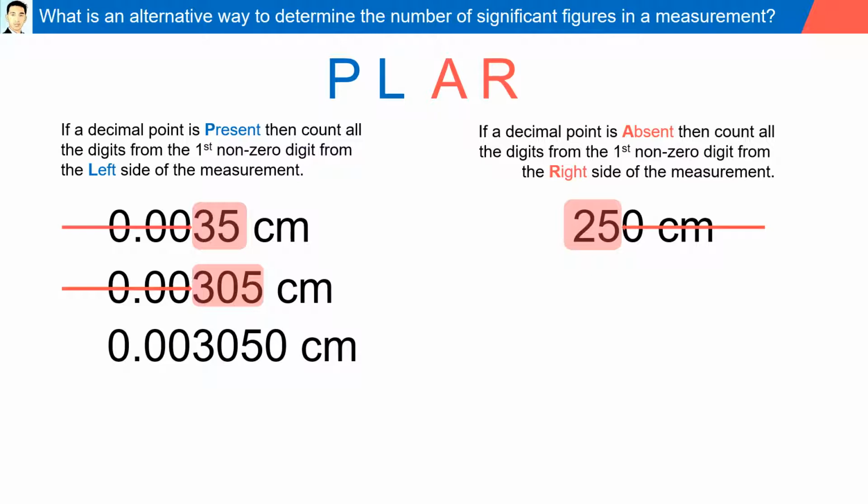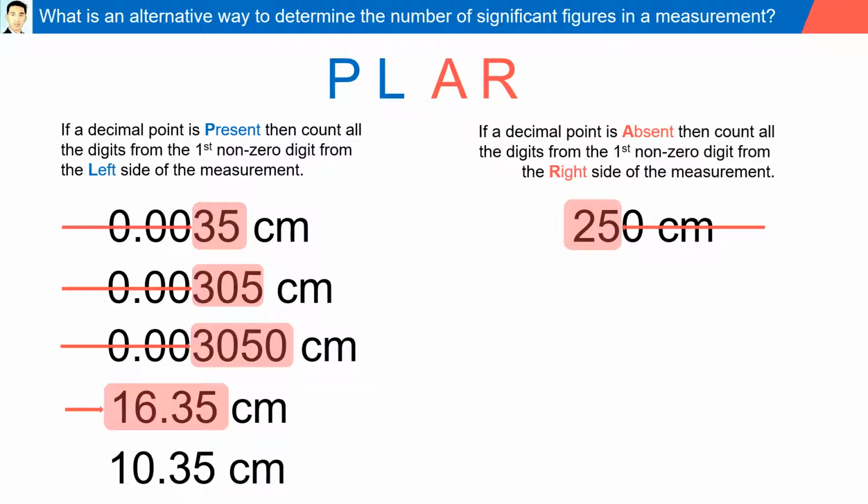Here we have 0.003050. There's a decimal point present, so we come from the left side. After the first non-zero digit, everything is significant. There are 4 significant figures. Here we have 16.35. Coming from the left side, the first non-zero digit is 1. Therefore, everything after that is significant.